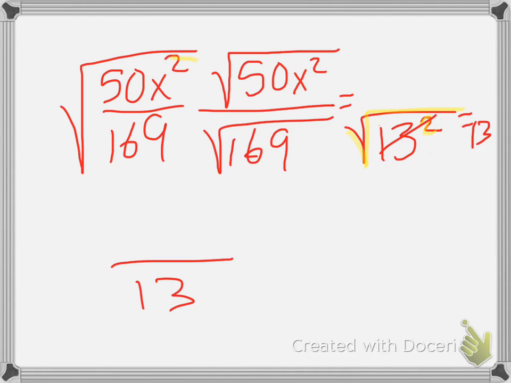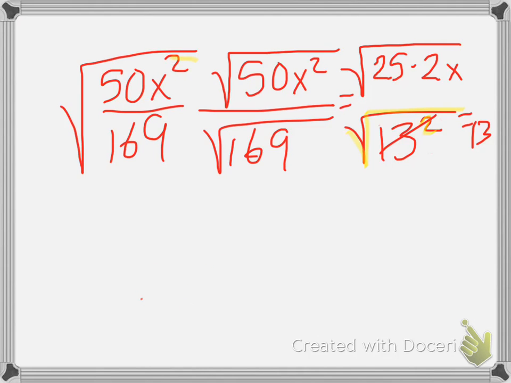The top, I know that 50 is made up of, there's a lot of things that make 50, 5 times 10, but neither one of those are perfect squares. 25 and 2, that's going to be helpful because it's 25 times 2 times x squared. I'm going to go ahead and write it down here. I'm out of room. Just remember that the bottom of the fraction is 13 when we write the answer.